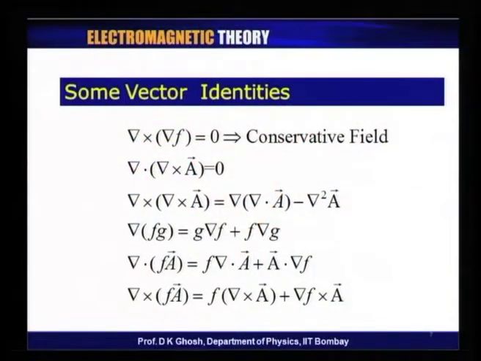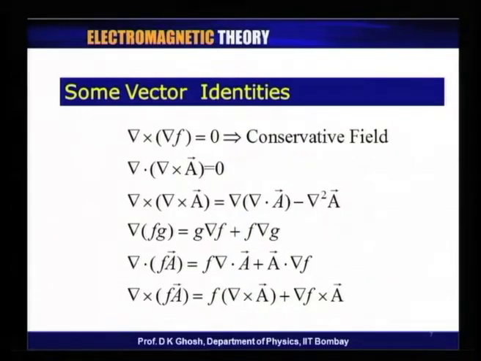Here in this, I have listed a few vector identities. I will not be deriving them, but will expect you to try to work out some of them. But notice some of them are rather interesting. The first equation says curl of a gradient is equal to 0. We have discussed it earlier.